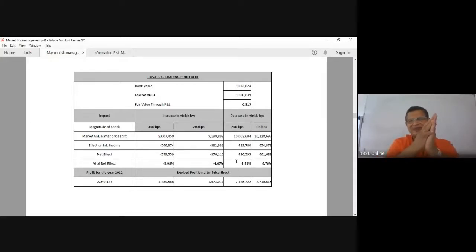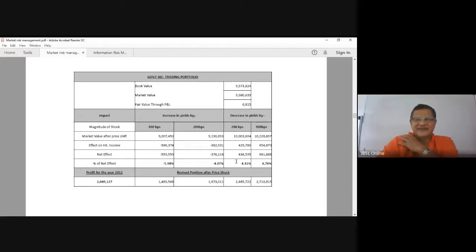Now we see if interest rate goes up and interest rate goes down, what will happen to our bond. Now we have 9.573 billion bonds which has a market value of 9.580. We see we have put into these two sides. We say if interest rates go up by 300 basis points, when you say 300, is it 0.3? When you say 0.2, is 200 basis points is 0.2. So on one side I have put an increase, the other side decrease.